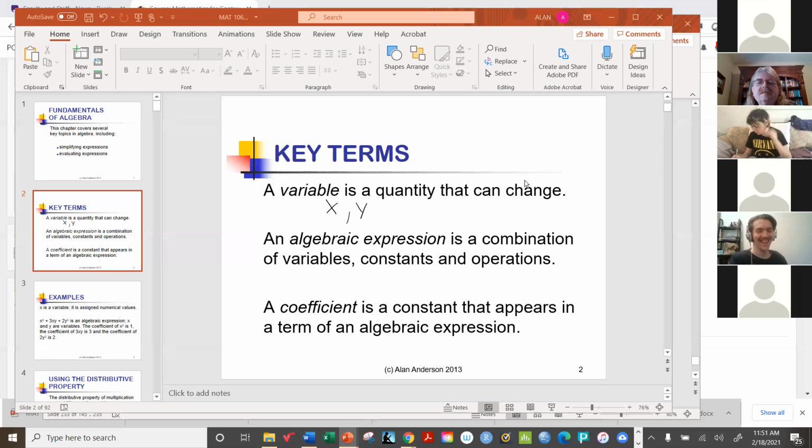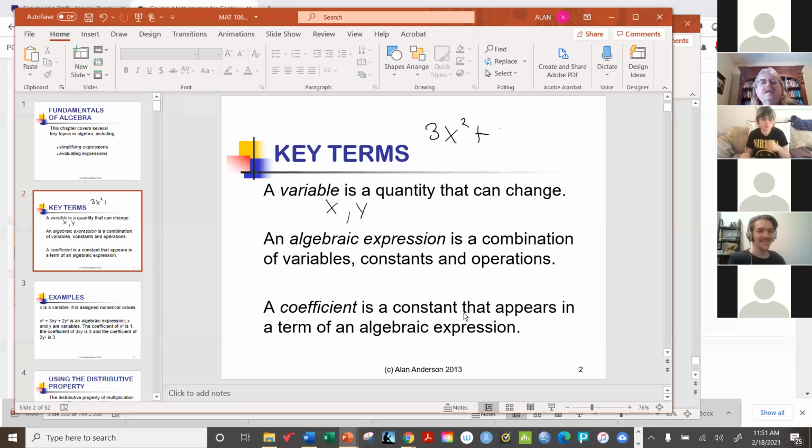Anyway, a coefficient is simply a constant that appears in the term of an algebraic expression. So we're going to look at some examples now. Let's do one right here. It's referred to as an expression because it isn't set equal to something. If I set this equal to a constant, it becomes an equation. Right now, the way it stands, this is only an expression.